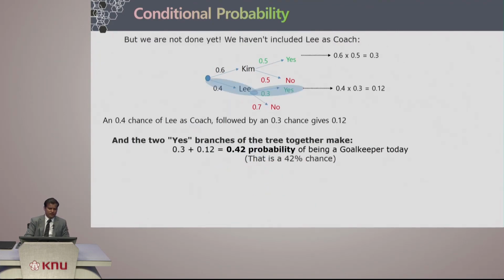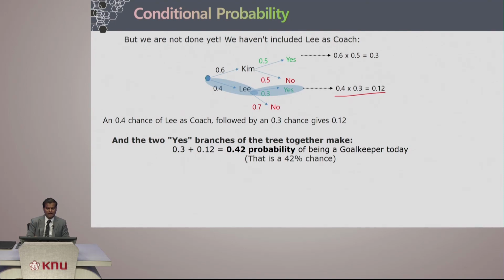But you can clearly see how it happens. What if Lee is the coach? The same thing applies here. 0.4 times 0.3, which is 0.12. So we have these branches out of this tree, which say yes and no. Yes, you can be a goalkeeper, and no, you can't be a goalkeeper.